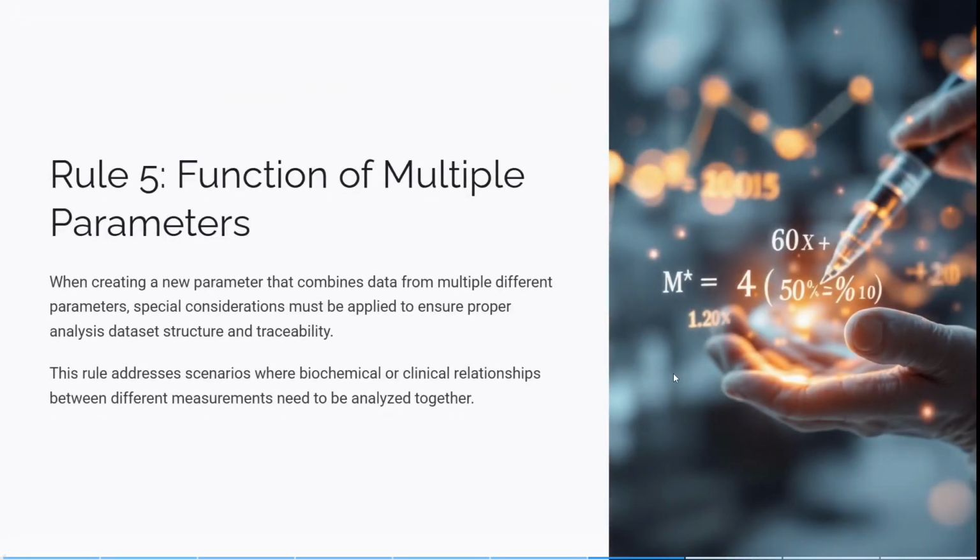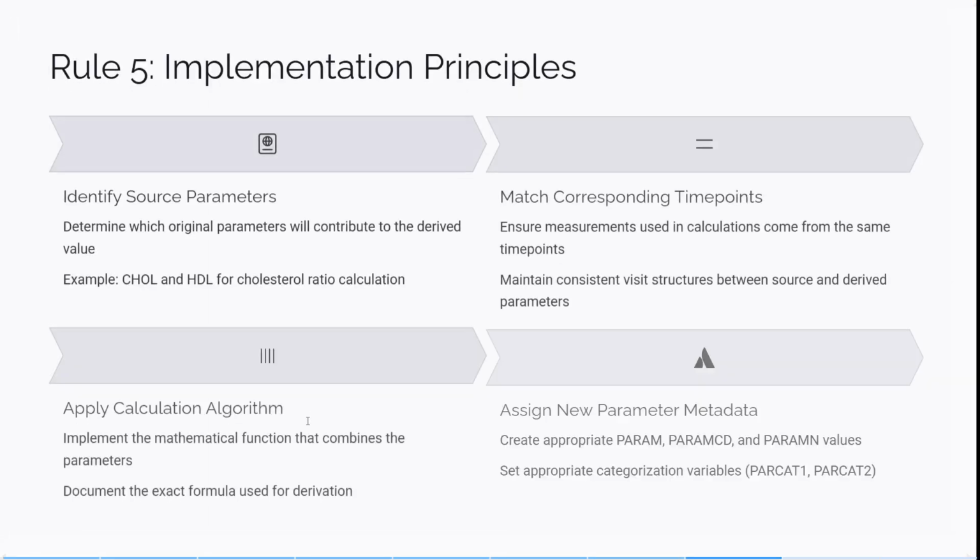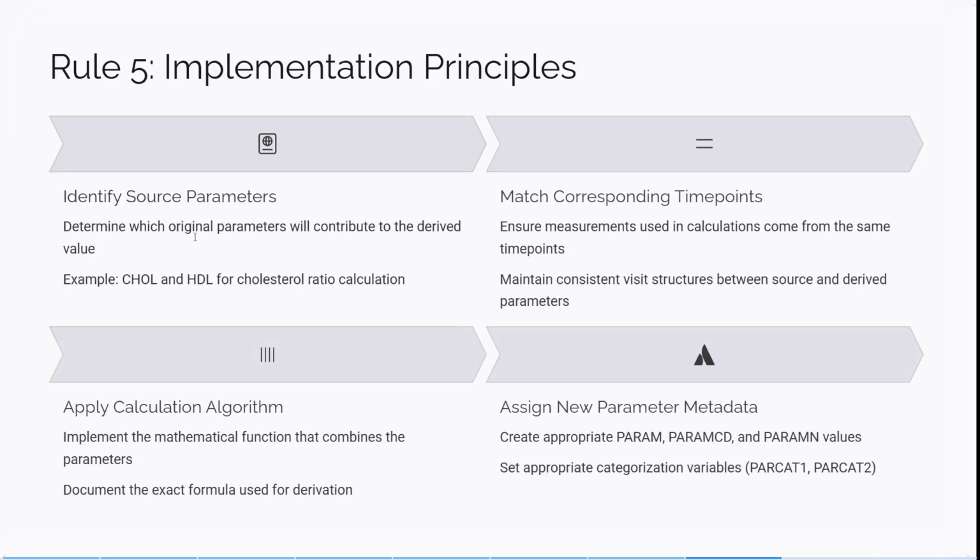So rule number 5, the function of multiple parameters. When creating a new parameter that combines the data from multiple different parameters, special consideration must be applied to ensure proper analysis dataset structure and traceability. This rule addresses scenarios where biochemical and clinical relationships between different measurements need to be analyzed together. So the implementation principles: identify the source parameters. Basically, determine which original parameters will contribute to the derived value.